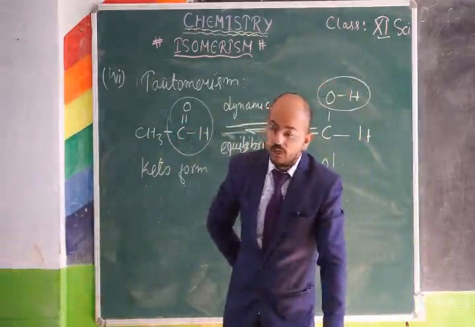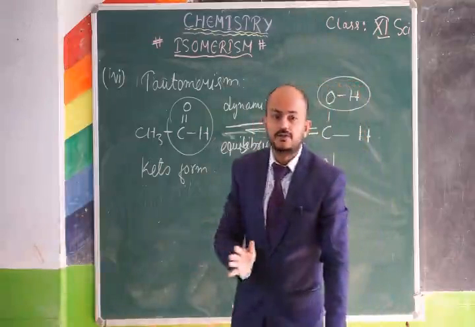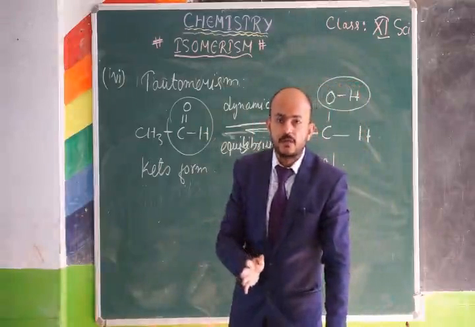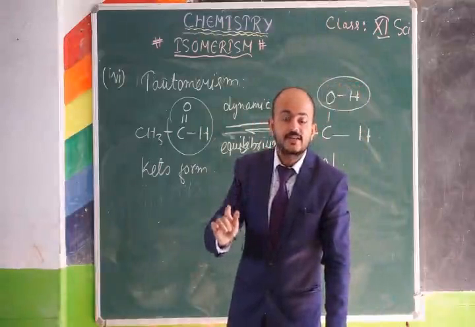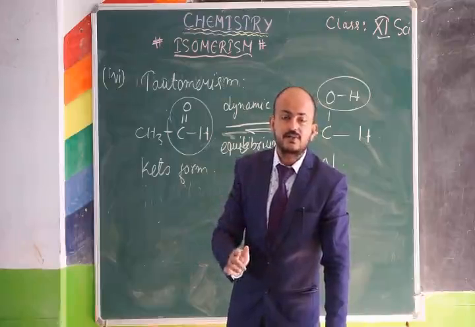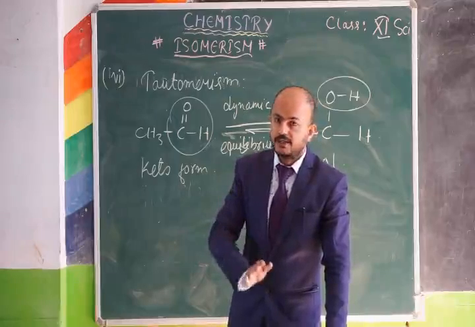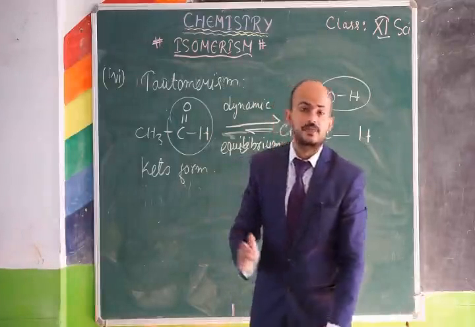Now, since we have finished discussing structural isomerism, here you have to remember the definition and the examples. Okay, so all the six different types of structural isomerism. In our next video, we will be discussing stereoisomerism. Thank you.